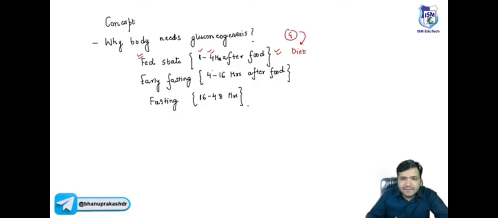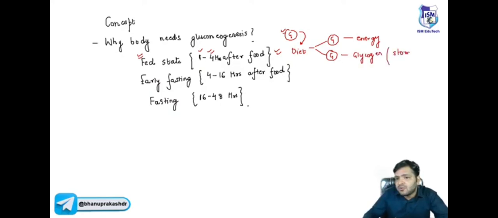Now early fasting. You already know whenever you are taking diet, some glucose will be utilized to give energy, and some glucose will be stored as glycogen, because there is more glucose in the body, so it will be stored as glycogen. And you already know glycogen is the storage form of glucose.